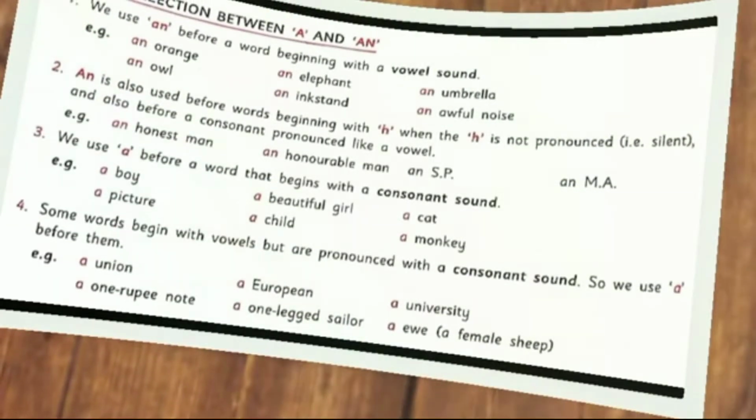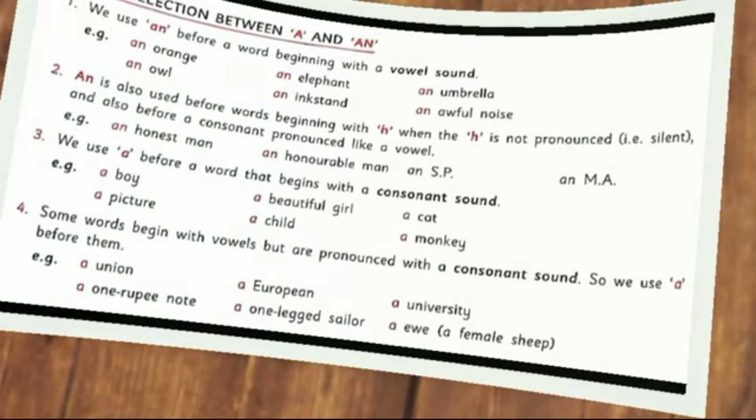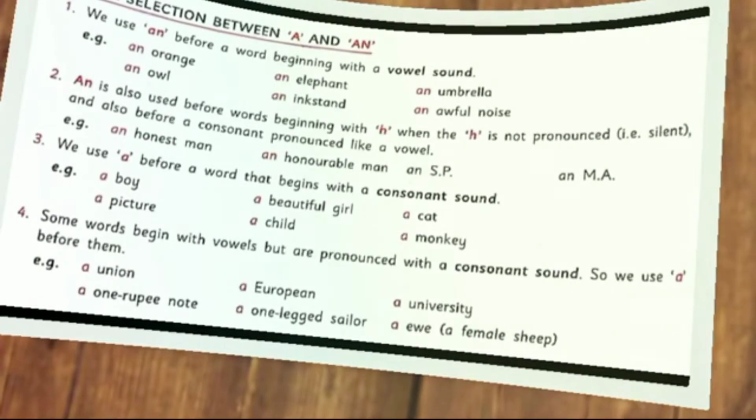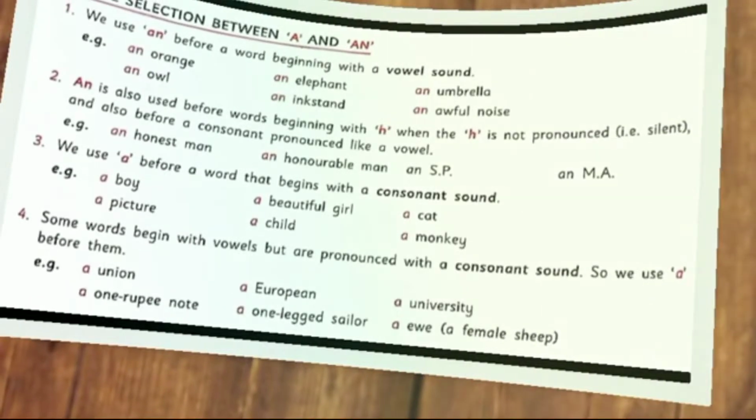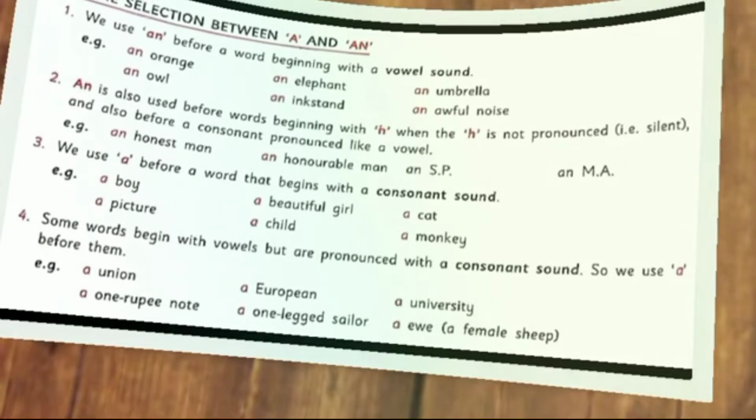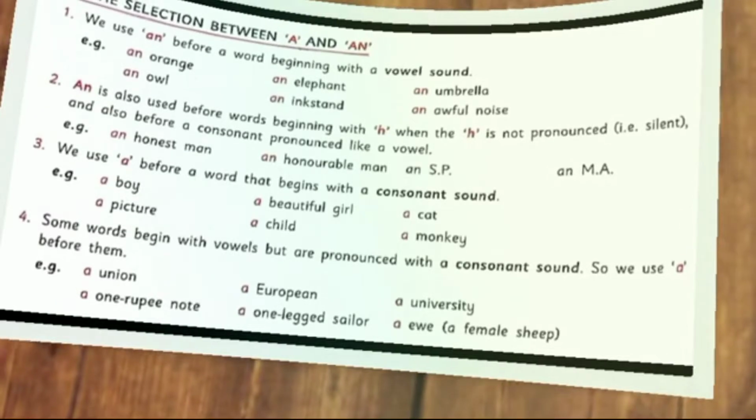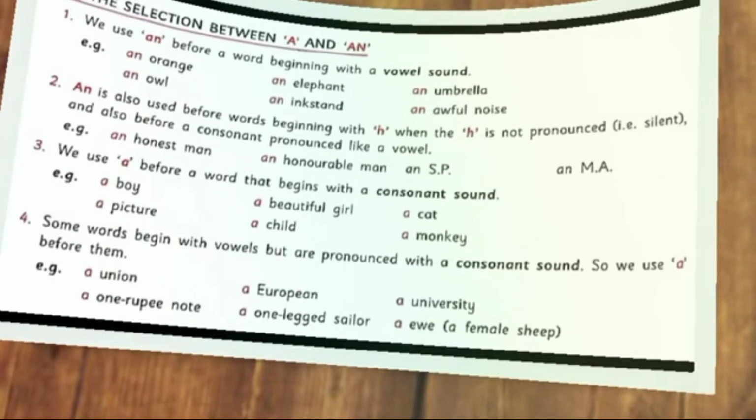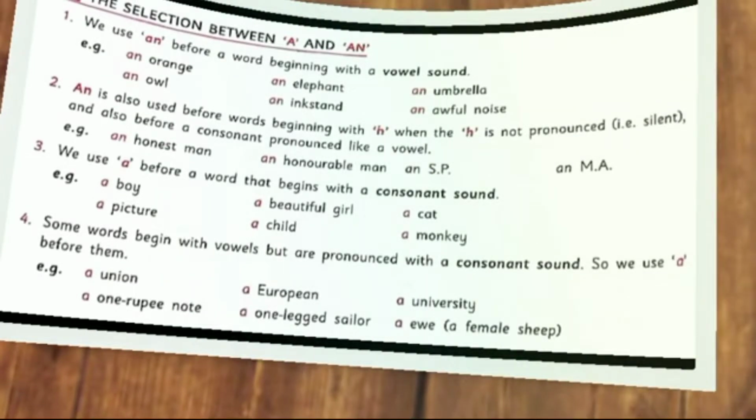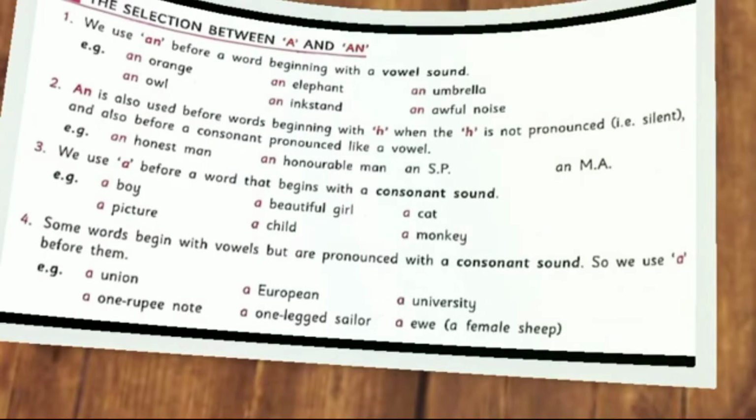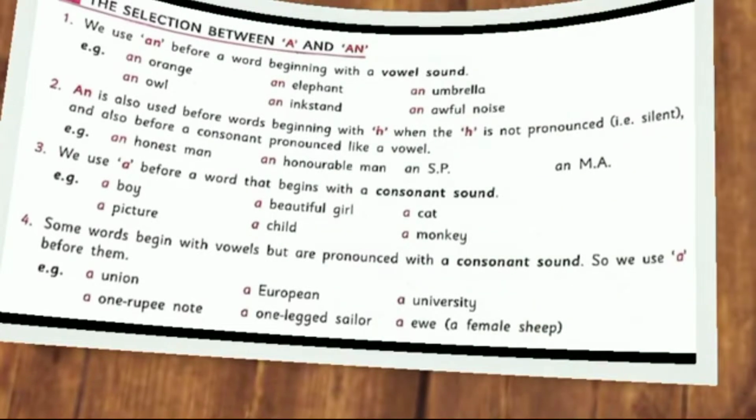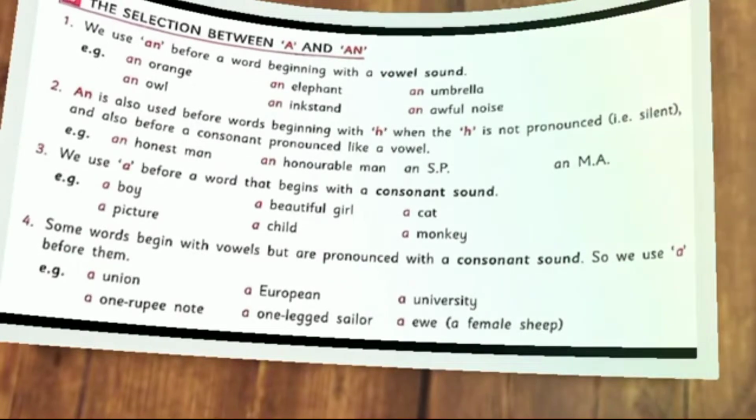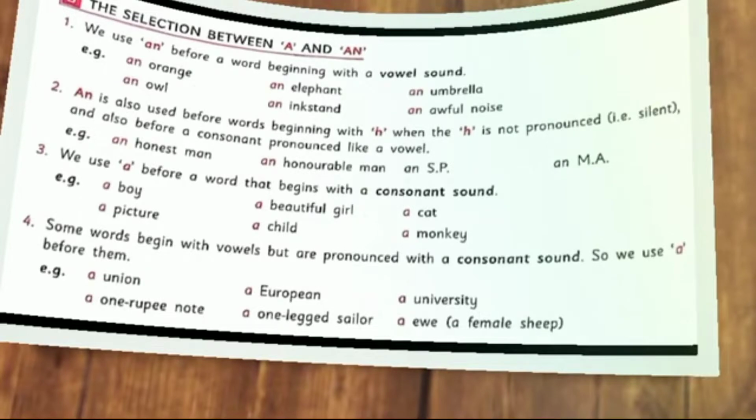An is also used before words beginning with H when the H is not pronounced, that is, when H is silent. For example, an honest man, an honorable man. Here, H is silent. Is it clear? An is also used before a consonant pronounced like a vowel. For example, an SP, an MA, an MLA, etc.